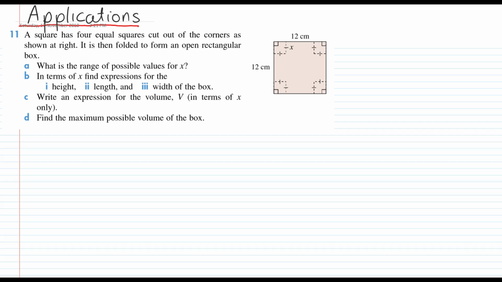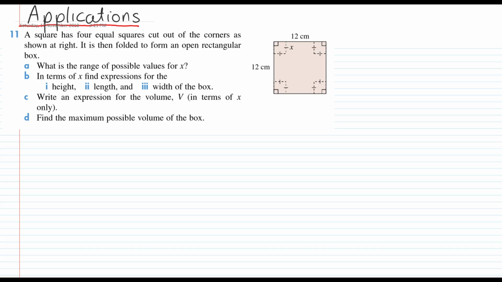So what the question describes is a square that has four equal corners cut out of it. That's like the little dotted X lines there, and there, and there, and there. And it's folded to form an open rectangular box. They fold this side in, that side in, that side in, and it makes a box.